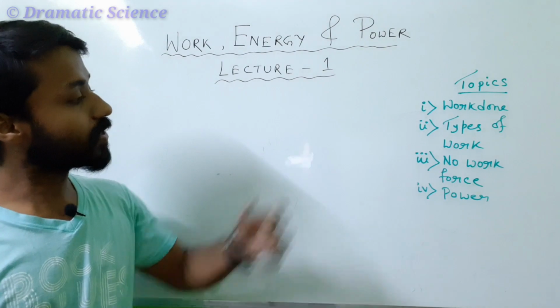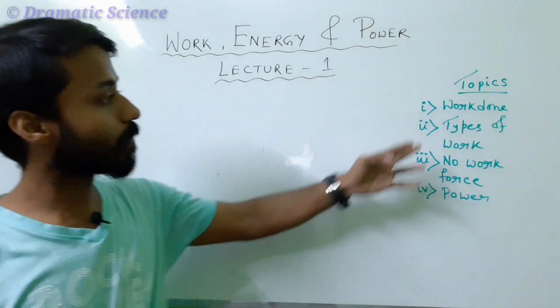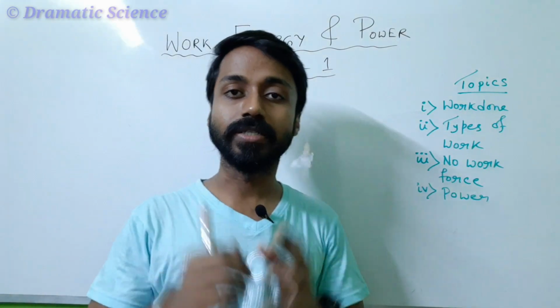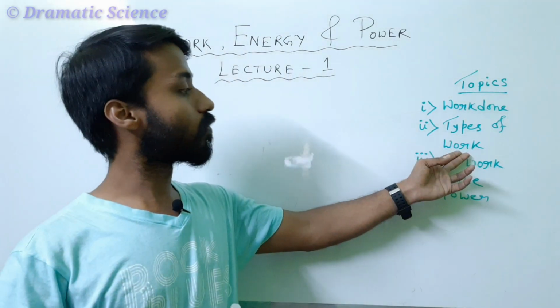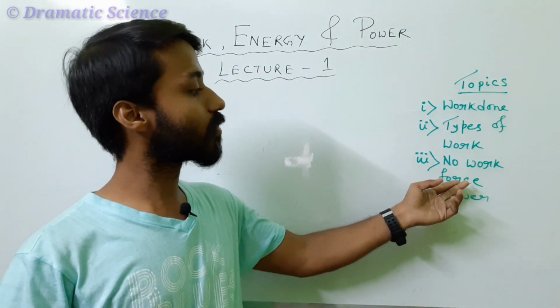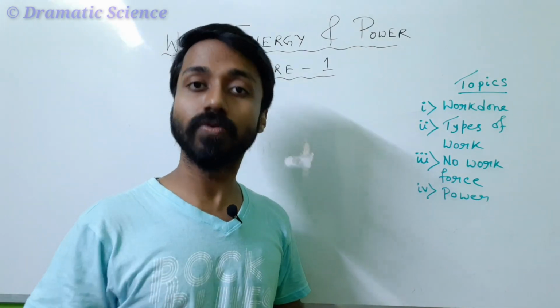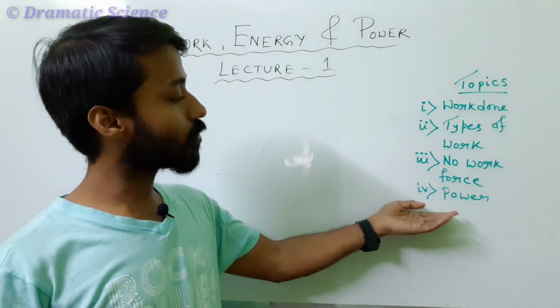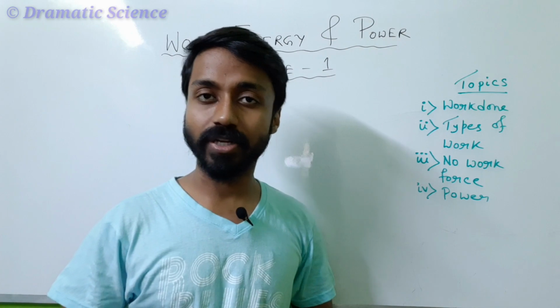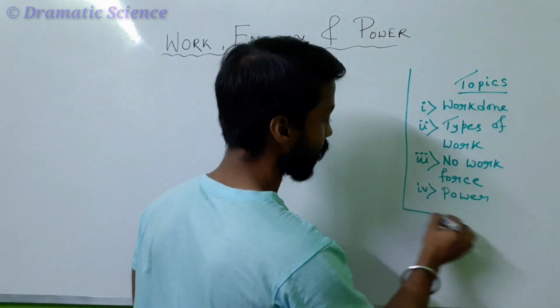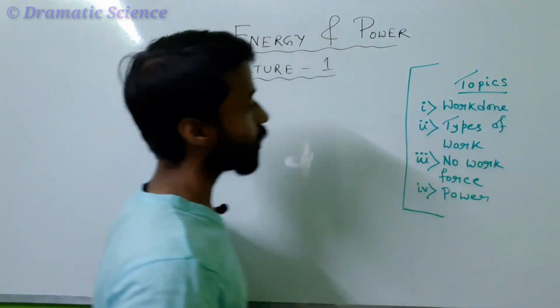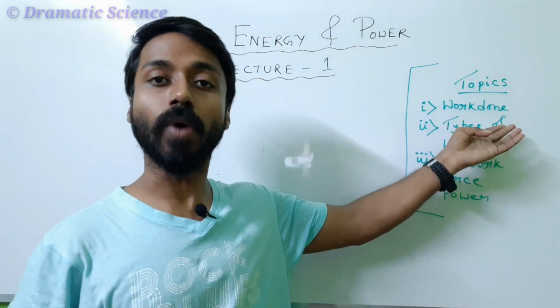So these four will be discussed today. Number one is work done, its concept, definition and unit. Then types of work, then no workforce, basically the definition of no workforce, and fourth is power, similarly its definition and unit. So these four are today's topics. Let's start with the first topic, that is concept of work done.